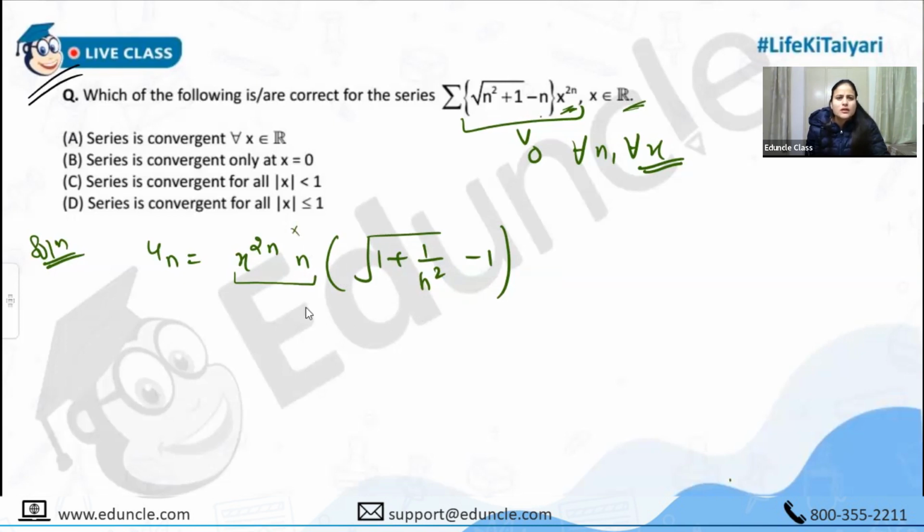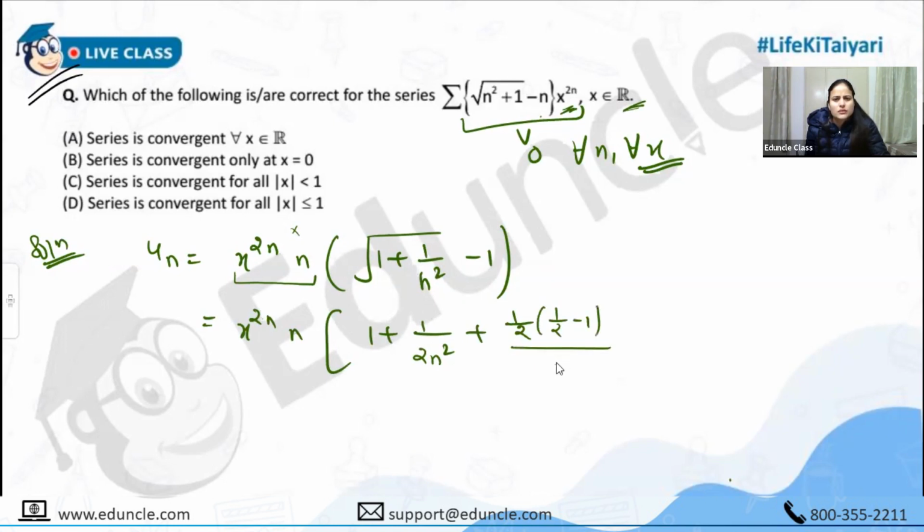Theek hai, so what next will we do then? Apply here the binomial expansion, because the second comparison test always allows us to use some exponent, some expansion or some formulas and all. So binomial expansion apply kiya to 1 plus 1 by 2 n square plus 1 by 2 minus 1 upon 2 factorial and 1 upon n square to the whole square, and keep going like that, and minus 1, the 1 plus 1 goes cancel out. Now I can take 1 by n square outside.